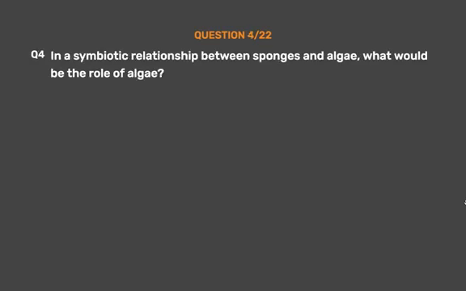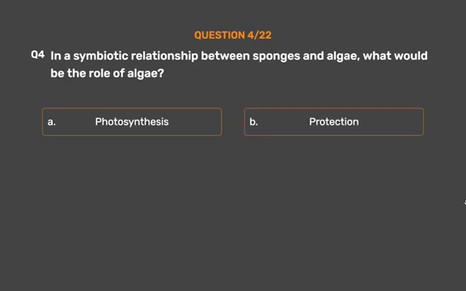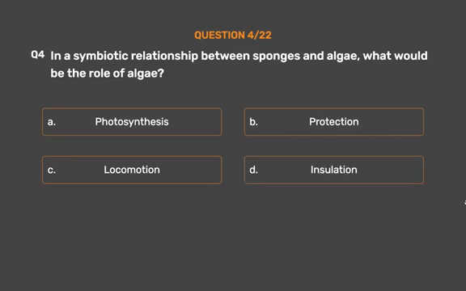Question number 4. In a symbiotic relationship between sponges and algae, what would be the role of algae? Option A. Photosynthesis. Option B. Protection. Option C. Locomotion. Option D. Insulation.